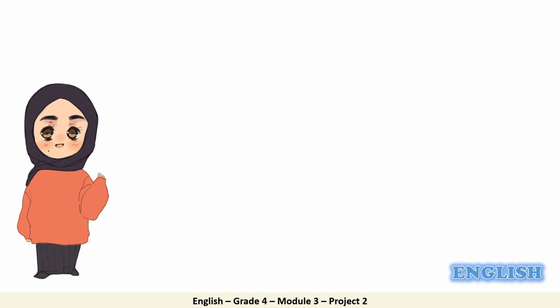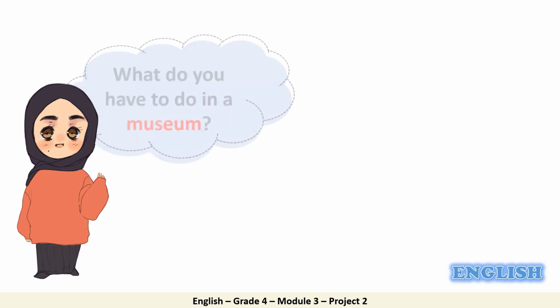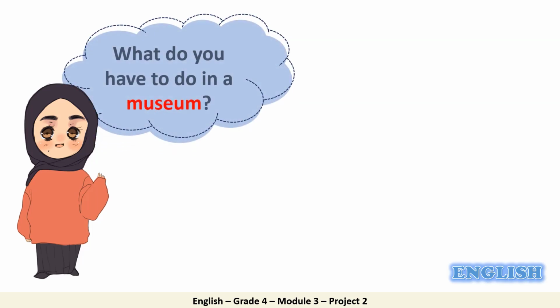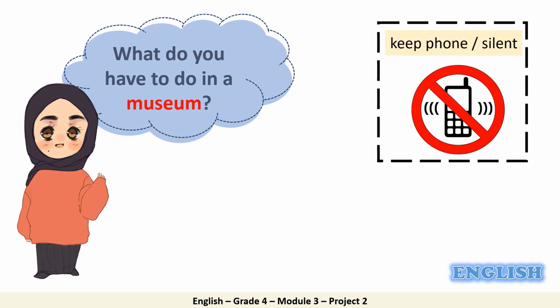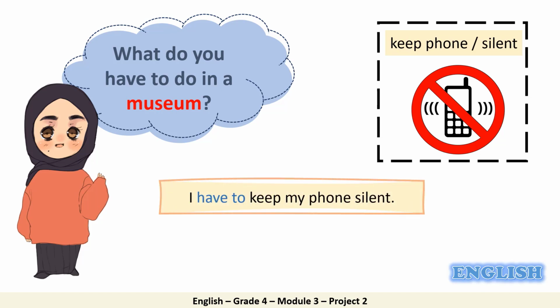Let's continue. Read the question with me. What do you have to do in a museum? Look at the picture, grade 4. Keep phone silent. Can you form a sentence? I'll give you some time to think. Now read with me. I have to keep my phone silent.